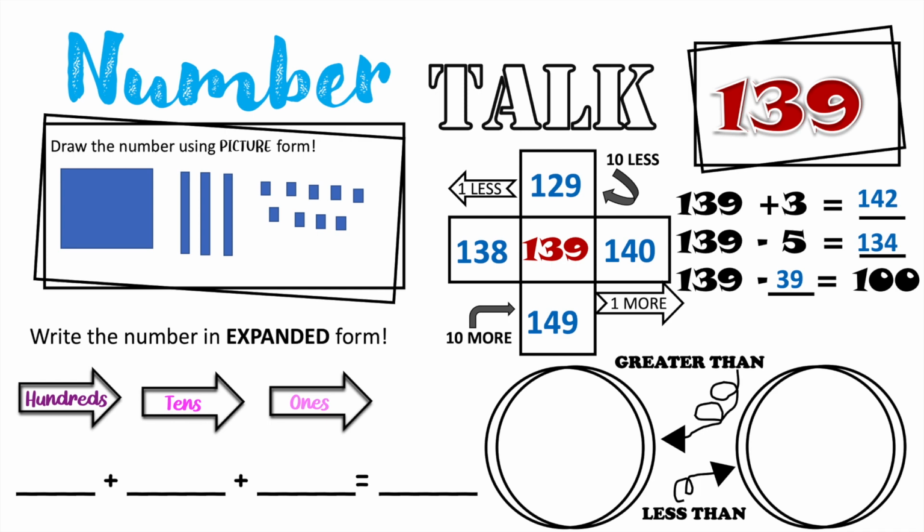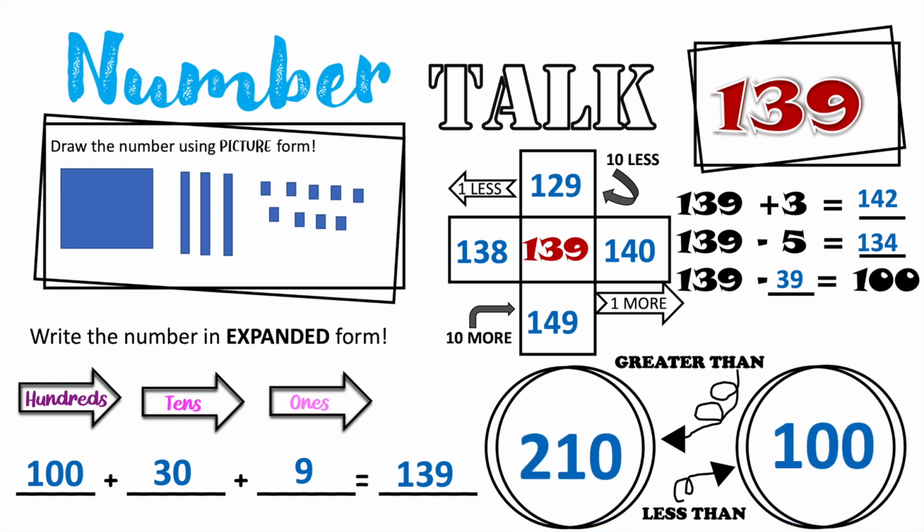Then we go ahead and write the number in expanded form. We have one group of 100, that makes 100. 3 groups of 10, which makes 30, and 9 ones, which is 9. 100 plus 30 plus 9 makes the number 139. Then we think of a number that is greater than 139, and then we think of a number that is less than 139.